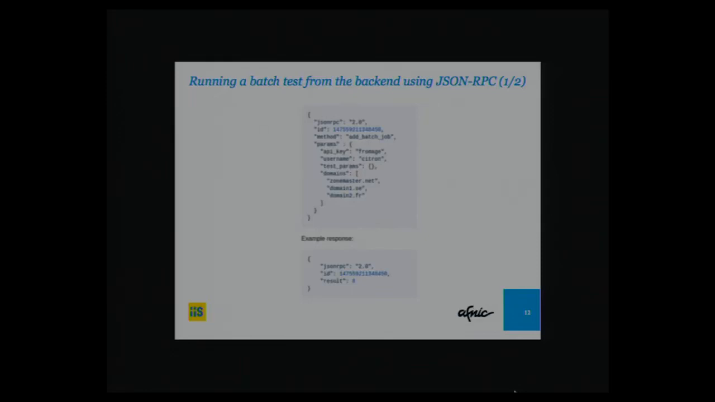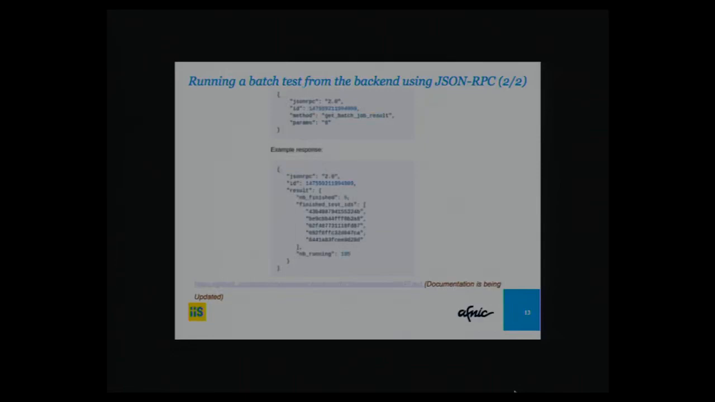So this is, for example, where I'm showing that there are about 200 tests. There are 5 tests that have been finished, and 195 tests are running. So there is an API documentation in GitHub which is being updated. There have been some feedbacks that it is not properly documented, so we are updating that.